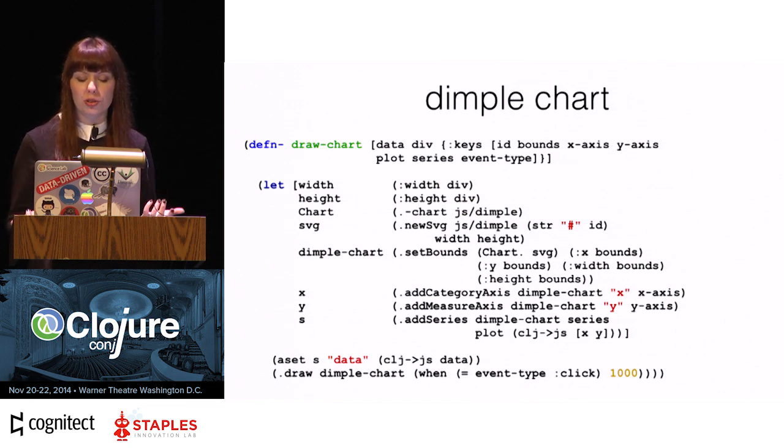So that's the code to draw the chart. It's all JavaScript interop. There's nothing more to that. It creates the SVG. It adds X and Y axis. It adds the series. It's very simple. And if you were to do that in JavaScript, it would look very similar.